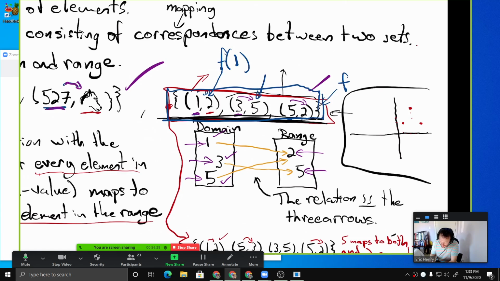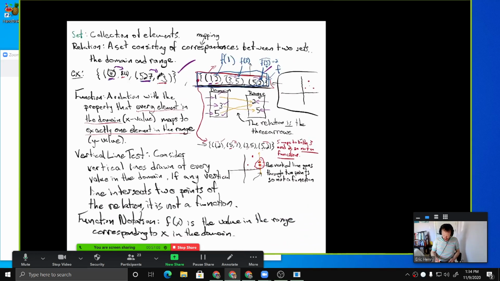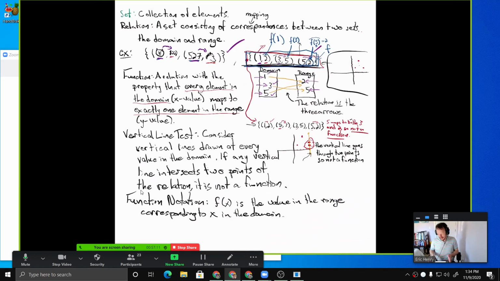And this 5 here, that's f of 3. And this 2 here is f of 5. So I'm able to refer to the output, f of 5 is equal to 2. I'm able to refer to the output of the function f when the input is 5. So if the input is 5, I get an output of 2. And that notation captures that mapping.